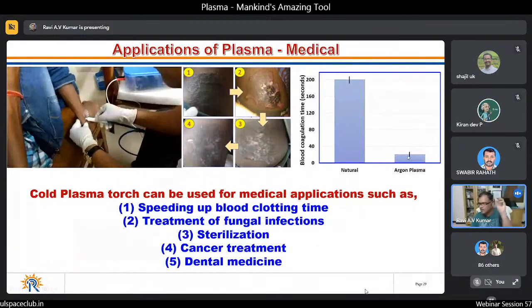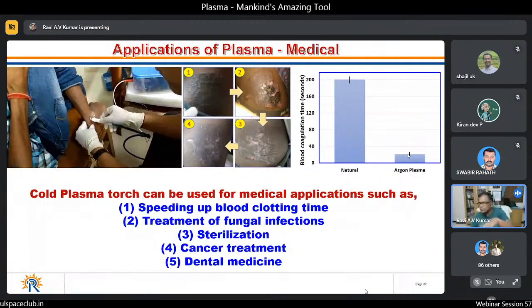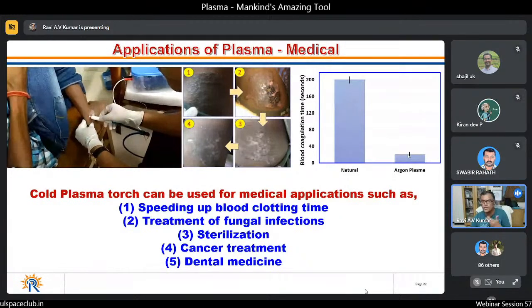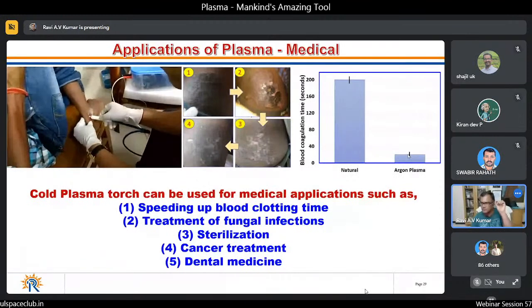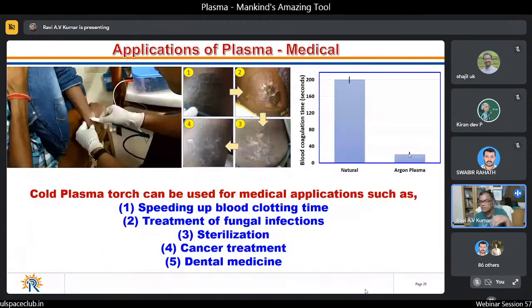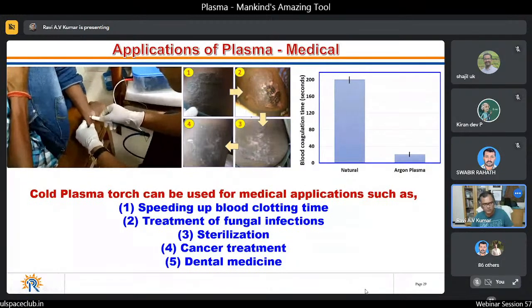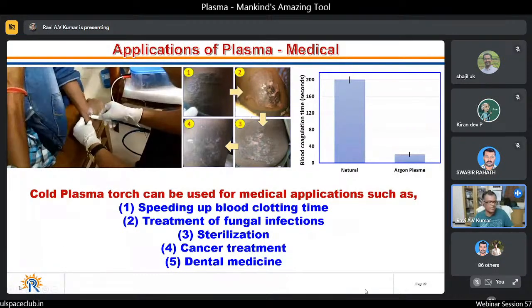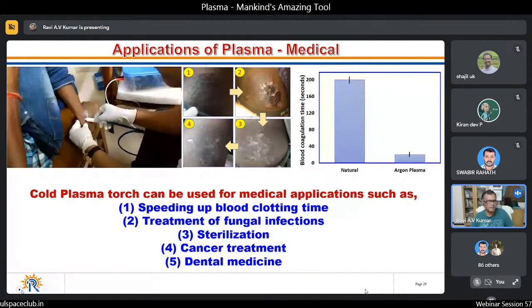An accident has happened and our 108 ambulance comes, and usually patients die because of blood loss. It's called trauma induced by blood loss. So if you stop the blood loss, the chances that the patient will survive increase so much. So those are the two ones. Of course, there is general sterilization, cancer treatment, and dental medicine, which are also parts of the medical applications.